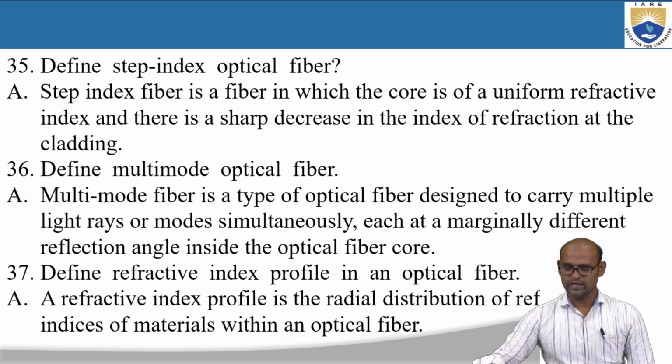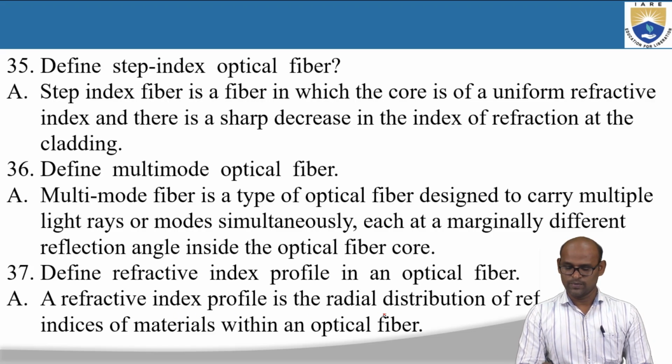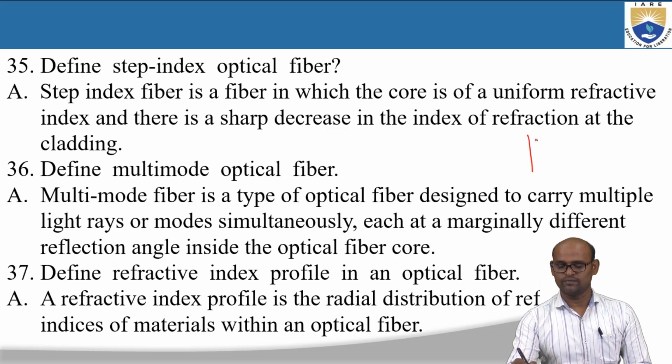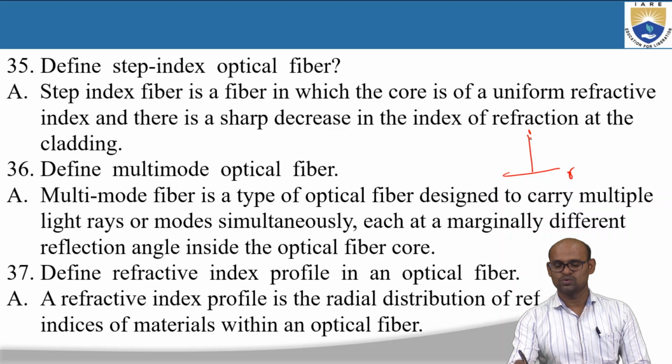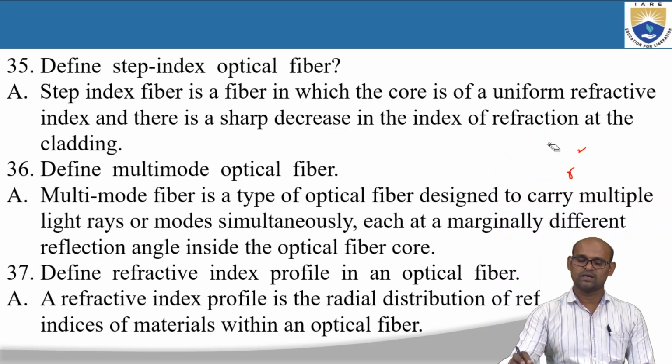Define refractive index profile in an optical fiber. A refractive index profile in an optical fiber is the radial distribution of refractive indices of materials within the optical fiber. We plot refractive index along the y-axis and the distance along the x-axis, so n versus r. In the core you can have constant refractive index n1, and in the cladding also you can have constant refractive index n2. Then you will have a sharp step-like profile, and this is called step index optical fiber.